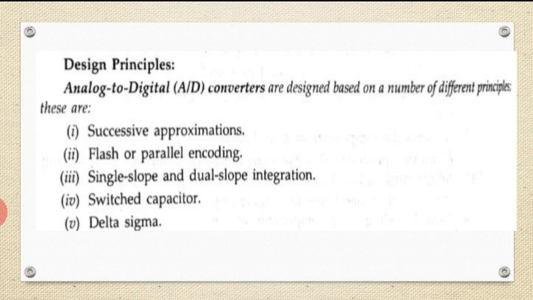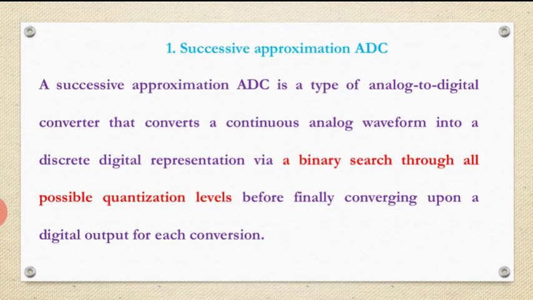Here I am going to discuss the first one, the successive approximation ADC. It is designed based on a number of different principles. Let us take the first one. We know that the successive approximation ADC is a type of analog to digital converter that converts a continuous analog waveform into a discrete digital representation via binary search through all possible quantization levels before finally converging upon a digital output for each conversion.